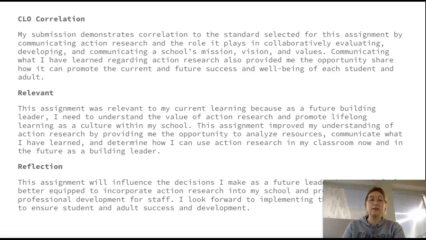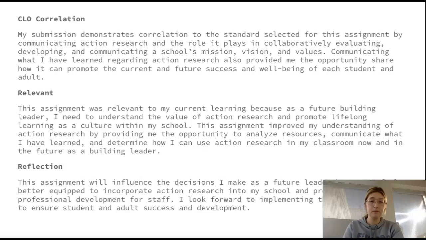Sort of the relevance. This assignment was relevant to my current learning because as a future building leader, I need to understand the value of action research and promote lifelong learning as a culture within my school. This assignment improved my understanding of action research by providing me the opportunity to analyze resources, communicate what I have learned, and determine how I can use action research in my classroom now and in the future as a building leader.